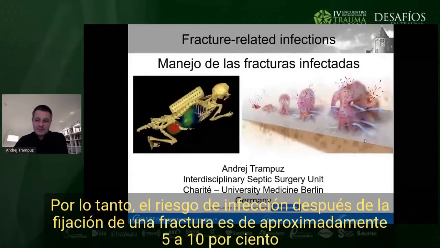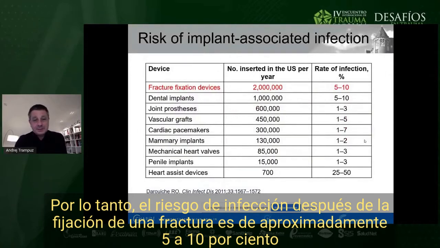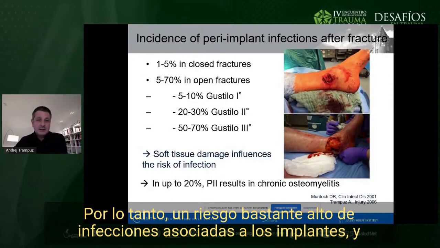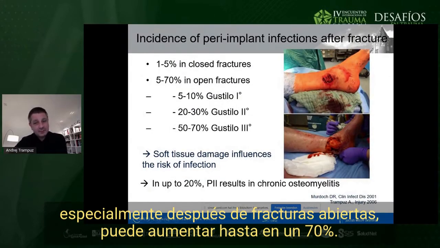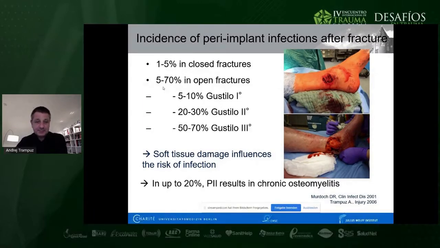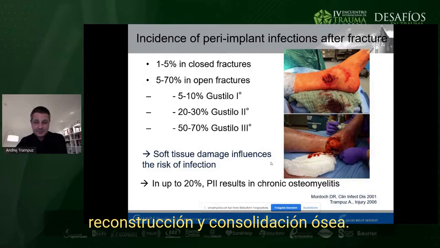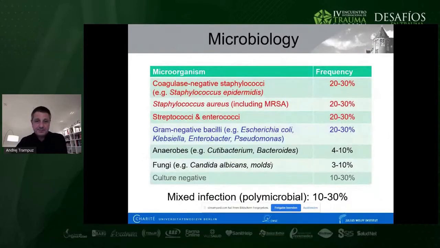So the infection risk after fracture fixation is about 5 to 10%. So quite high risk of implant-associated infections. And especially after open fractures, it may increase up to 70%. So our aim is to prevent chronic osteomyelitis, make soft tissue reconstruction, and bone consolidation.